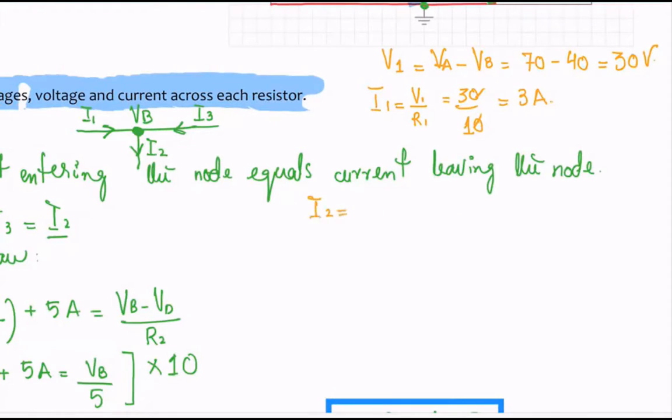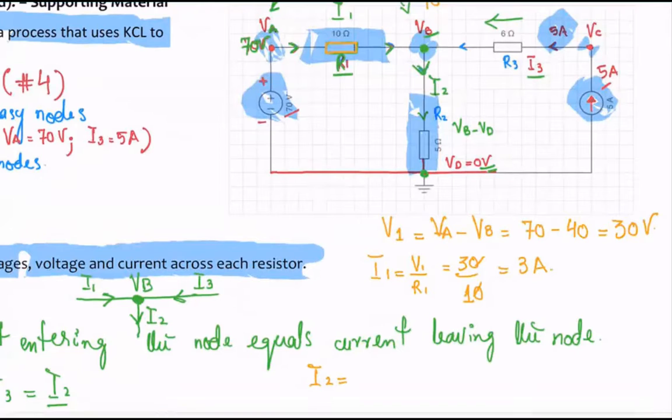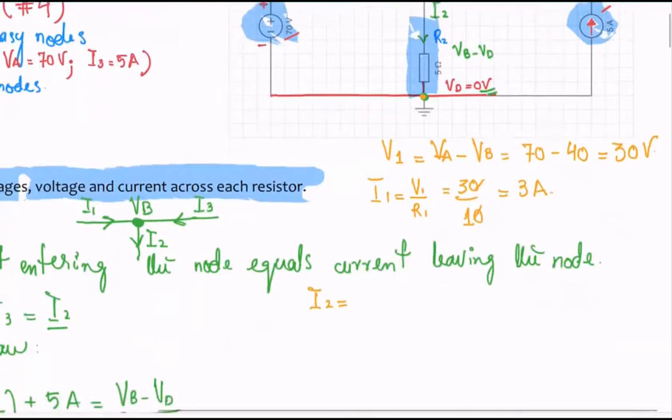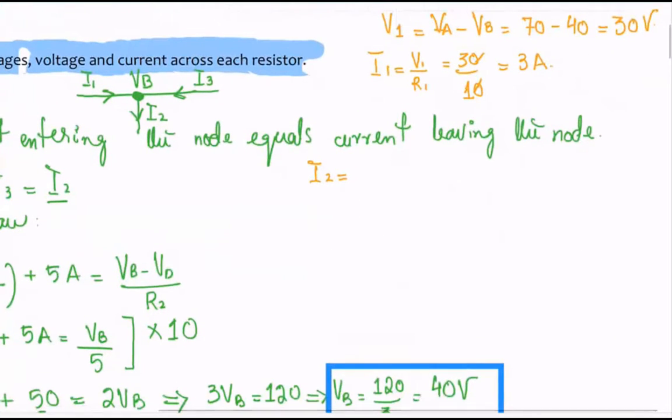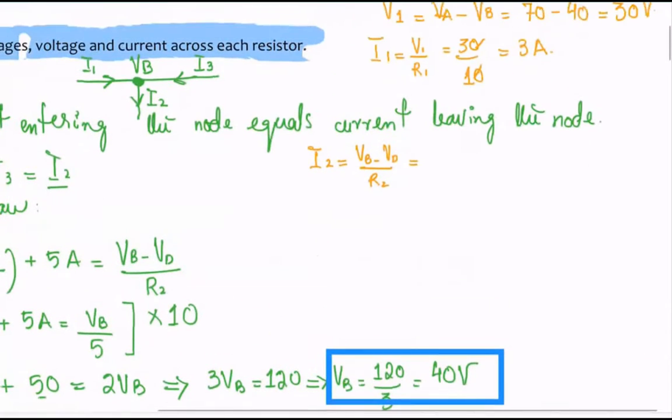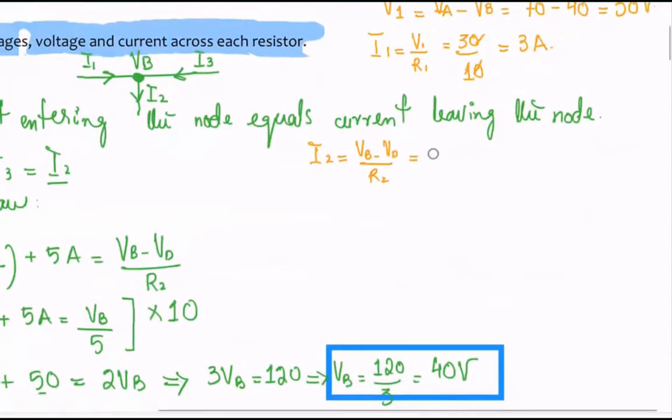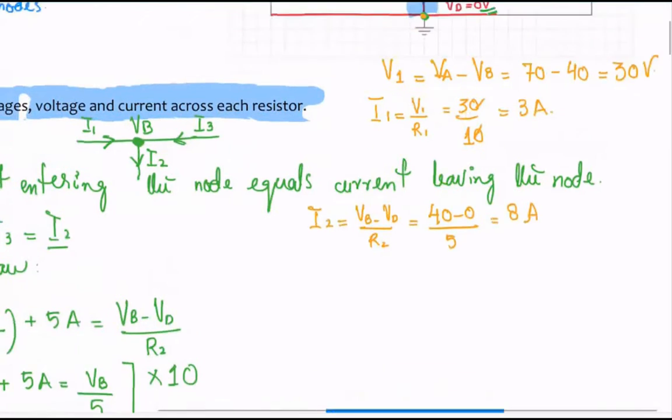I2 equals, remember I2 is the potential difference between VB and VD, right? So this will be VB minus VD over R2. Plug in the values. VB is how much? VB we just determined was 40, correct? Remember VD is 0, so 40 minus 0, over R2. R2 is 5. So if you do the math, you basically get what? 8 amps. Okay, so I2 is 8 amps.